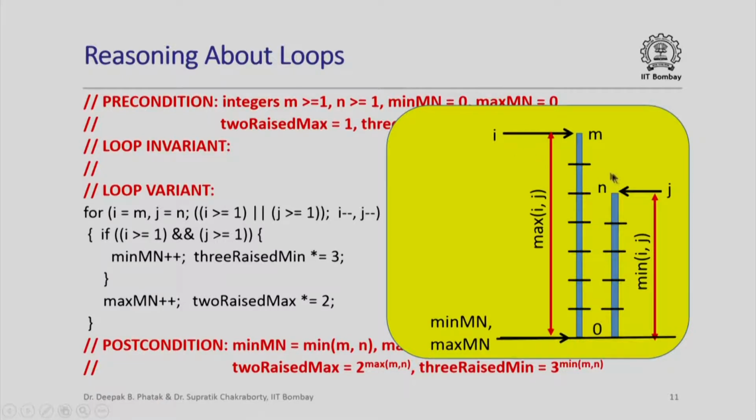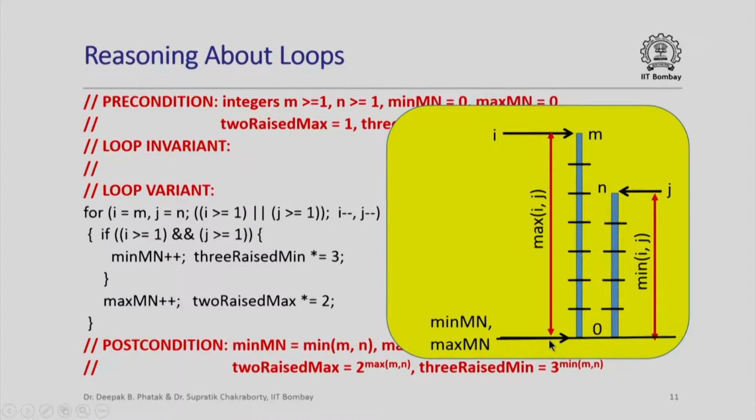We want to initialize i and j to the values of m and n initially. So initially the maximum of i and j is this, the minimum of i and j is this, and we also know that initially min mn and max mn have both been initialized to 0, so they are here. Now as the loop iterates, what is going to happen? This is how we begin the loop. i is set to m, j is set to n, min mn and max mn are both set to 0.